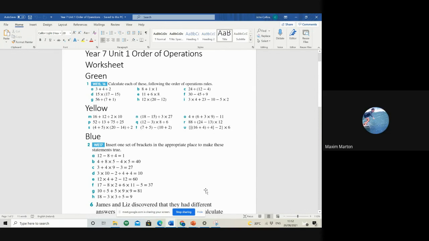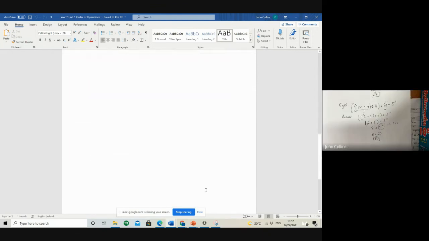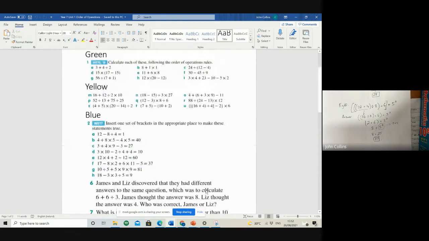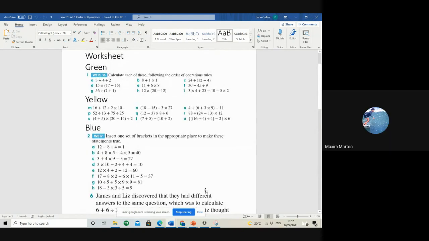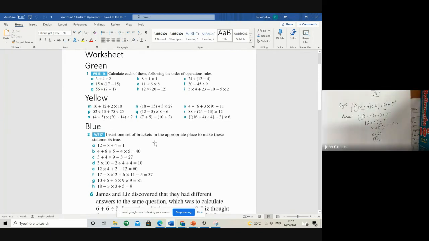Mr. Collins, these are the answers. What do you mean these are the answers? Aren't these the answers? It says true or false here in blue. Add brackets to make it true. Oh, okay. Yes, so blue is interesting. Once you've done yellow and you want to try blue, blue is interesting, yes.